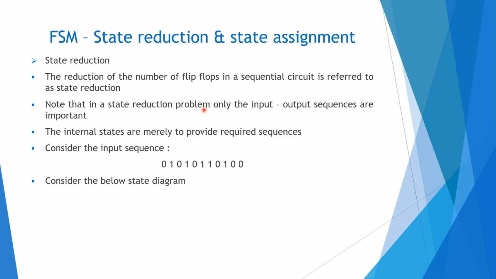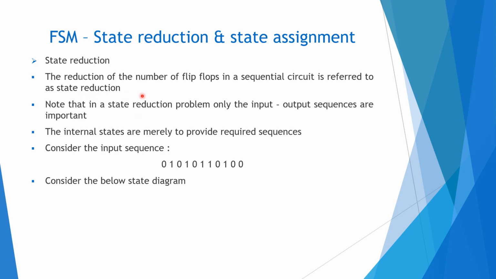Before going into the design of an FSM, we can do some state reduction and state assignment. The reduction of the number of flip flops in a sequential circuit is referred to as state reduction. The states are actually the flip flops. In a counter, the values of the flip flops are important, but in an FSM we are interested only in input output sequences. So we can reduce the number of states. If there are some states which are equivalent, we can merge them.